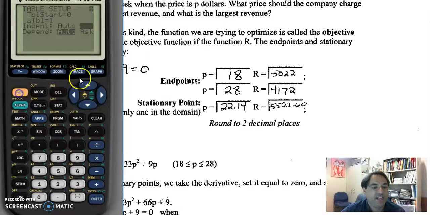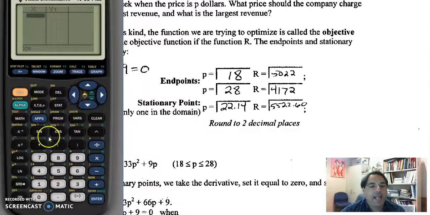Go to the second graph for the table, and we can plug in 18 into the original function, which gives us 5022. We can plug in 28, which gives us 4172, and we can plug in 22.14, which gives us 5,522 and 60 cents. Keeping in mind we're trying to maximize revenue, so the price that gives us the highest revenue is charging 22.14.